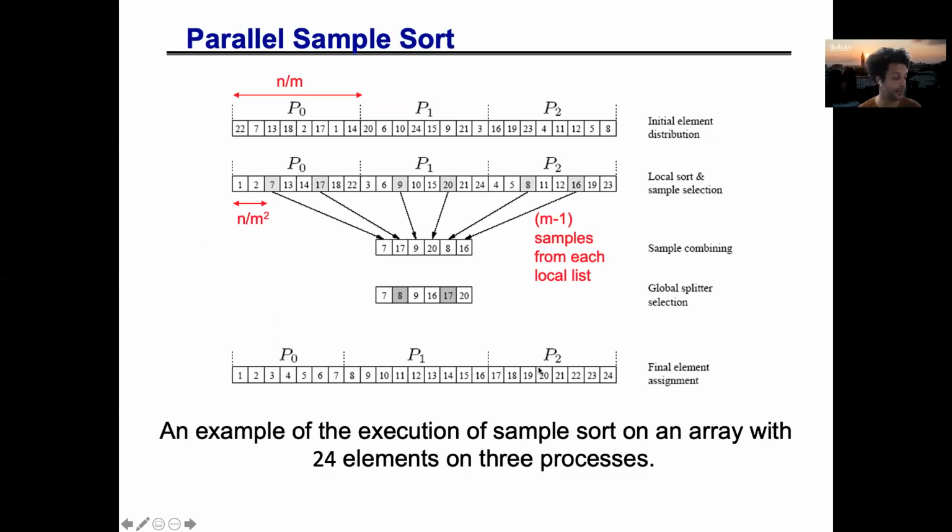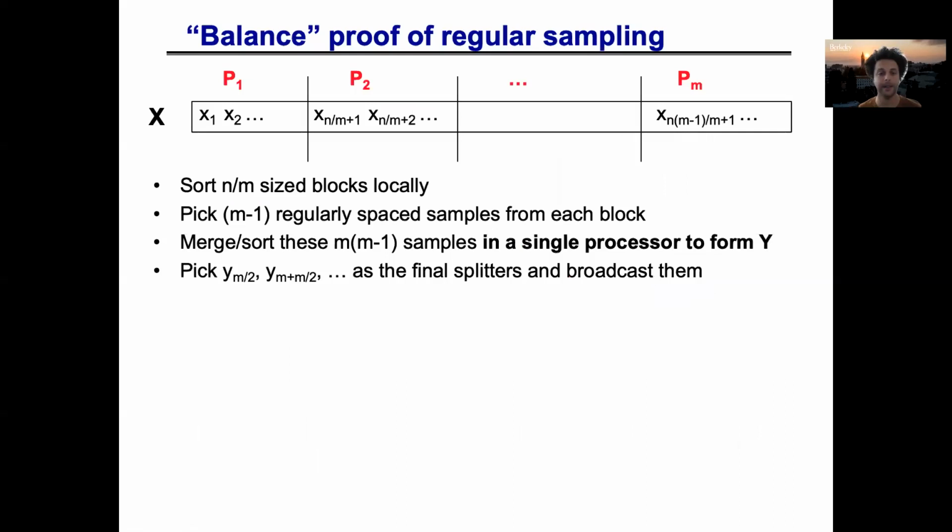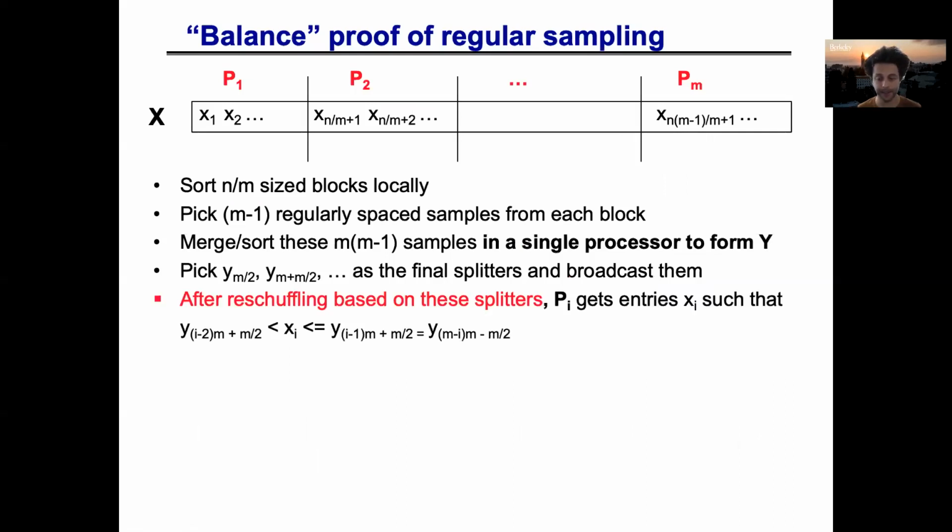How load imbalanced can that assignment be? That's really the question I want to answer. So let's look at it. After this splitting, processor i will get all the entries x_i, and they will be within a tight range, because that's the way I chose my splitters. Think about processor 2.